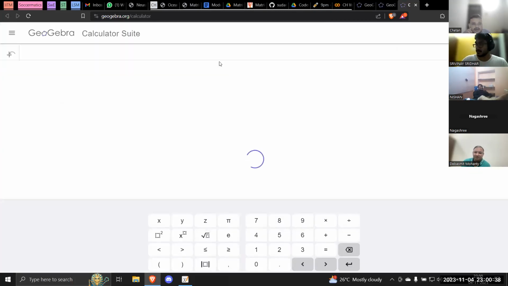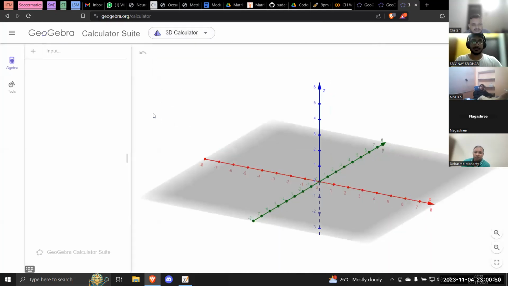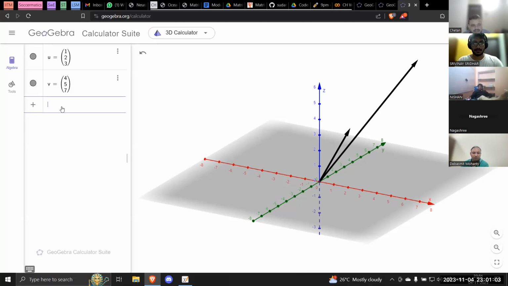We'll have to move to 3D. So (1, 2, 3) and (4, 5, 7), and a linear combination of that. First, show the trace of the resultant and then plot the plane afterwards.